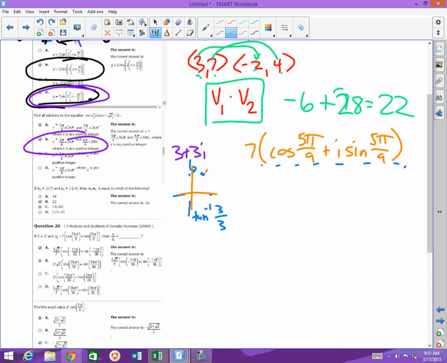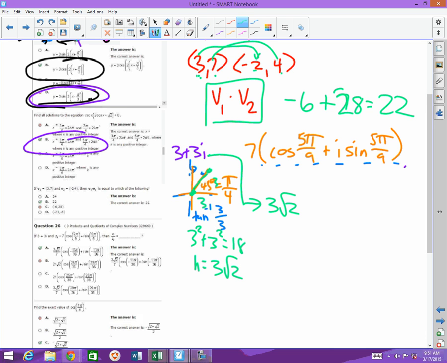So then that's a 45-degree angle, which is pi over 4. And then you also have to find what is the length of that if this is 3 and that's 3. Well, 3 squared plus 3 squared equals 18. So then the hypotenuse is equal to 3 times the square root of 2. So then this is 3 times the square root of 2, comma, cosine pi over 4 plus i sine pi over 4.